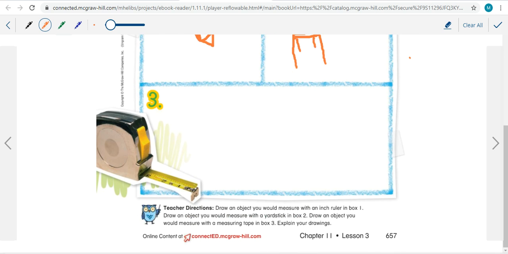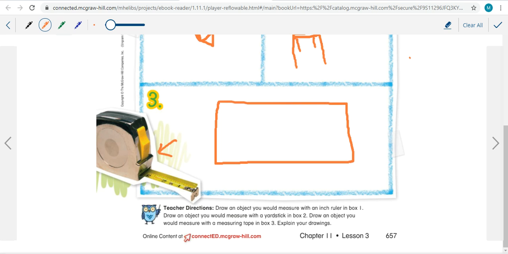Now, on box number 3, we are going to draw an object that you will use to measure with this object. This object is a measuring tape or a tape measure. It is very, very long, so that means that we can measure objects which are longer, okay? So, for example, we can measure the board because it's bigger. We can measure the board with a measuring tape, okay? So draw a board on number 3.